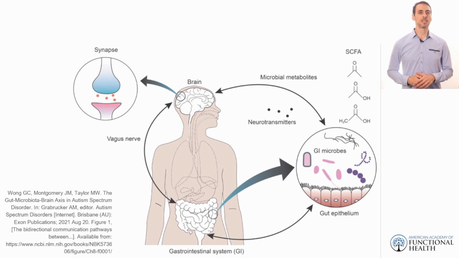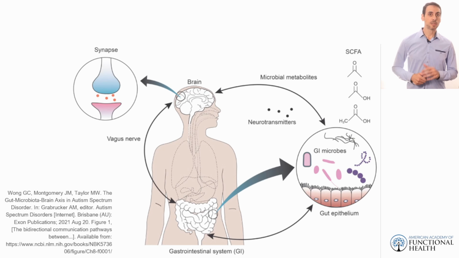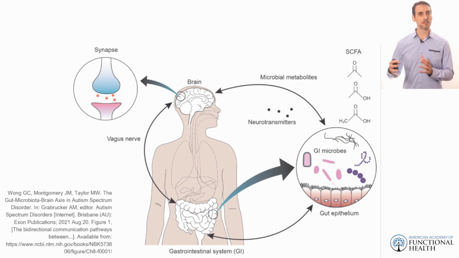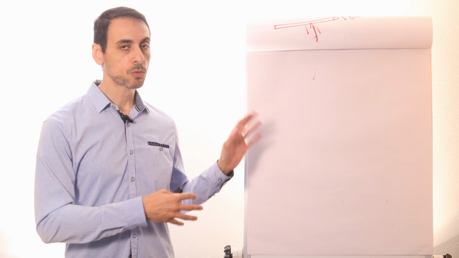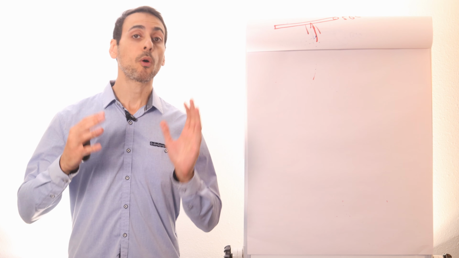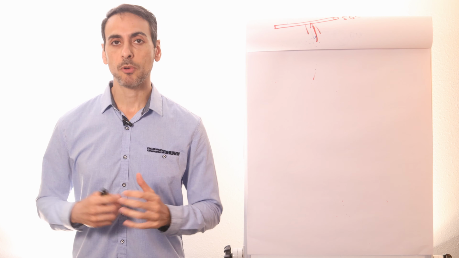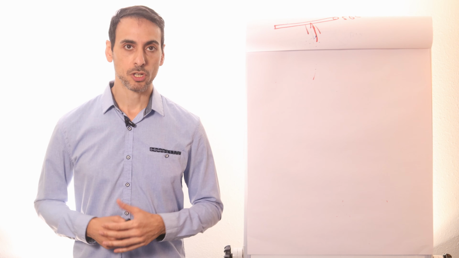So we're going to start with an interesting picture illustration from the book Autism Spectrum Disorders, published in 2021. You can see in the picture the bidirectional communication pathways that are occurring constantly between our gastrointestinal system, gut microbiome, and our brain. This means that our brain can influence the function of the gut and vice versa, leading to a change in function. I'm going to illustrate on this whiteboard next to me the several mechanisms so you get a better and deeper understanding of how this communication occurs.